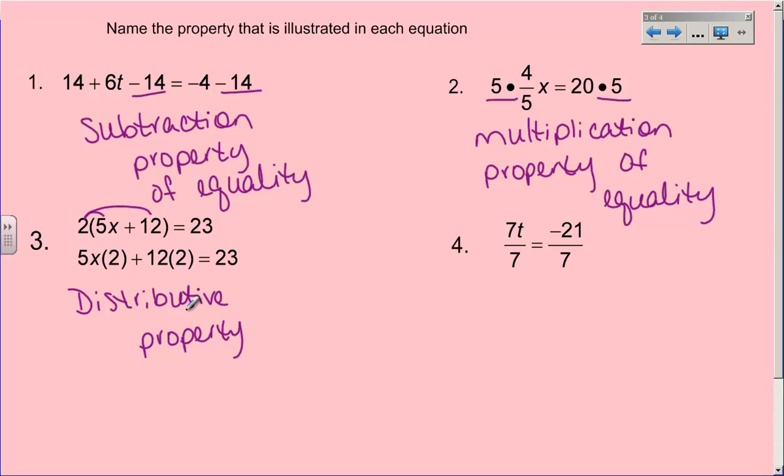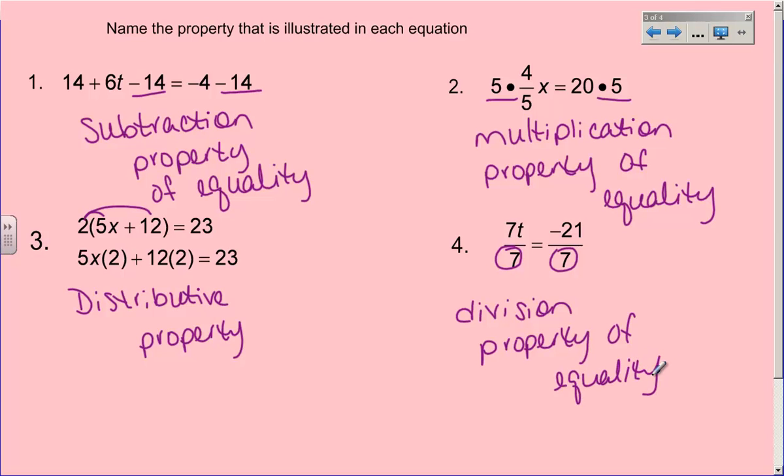And then number 4, 7t divided by 7 equals negative 21 divided by 7. Well, the thing that is the same is this divided by 7 on both sides. So this one is the division property of equality. And so that's what they look like when put into practice.